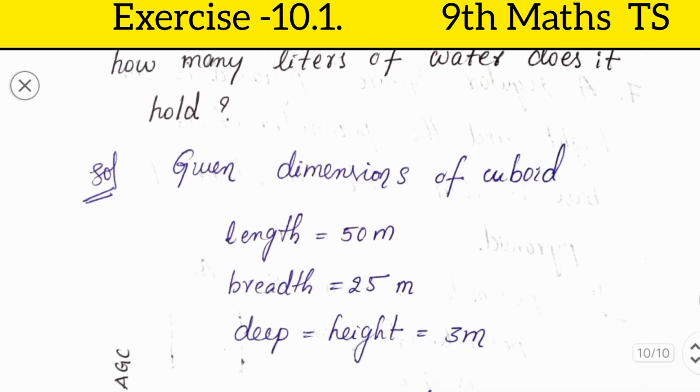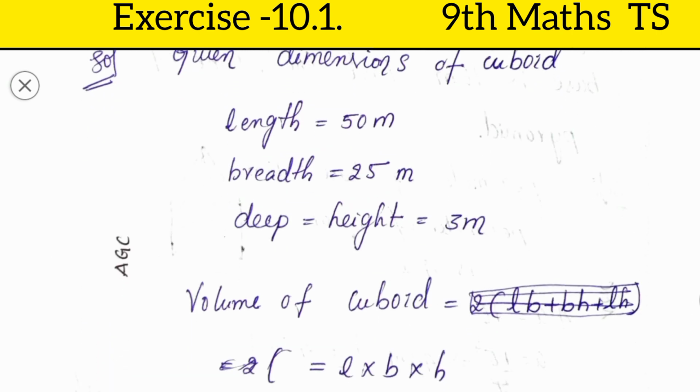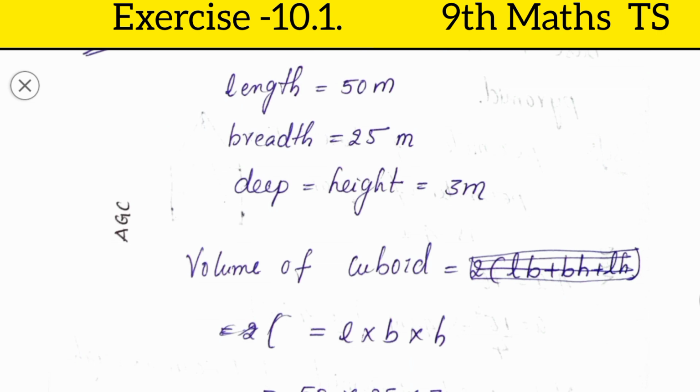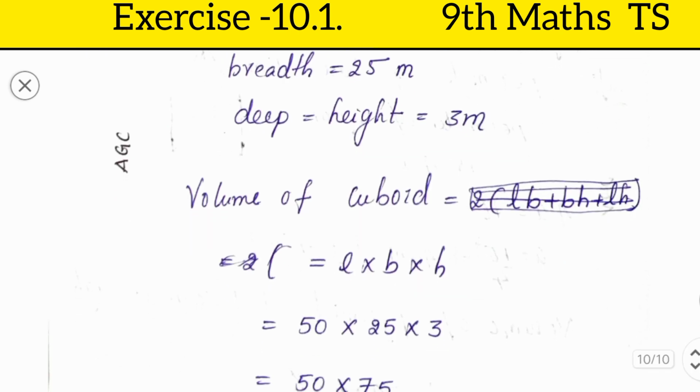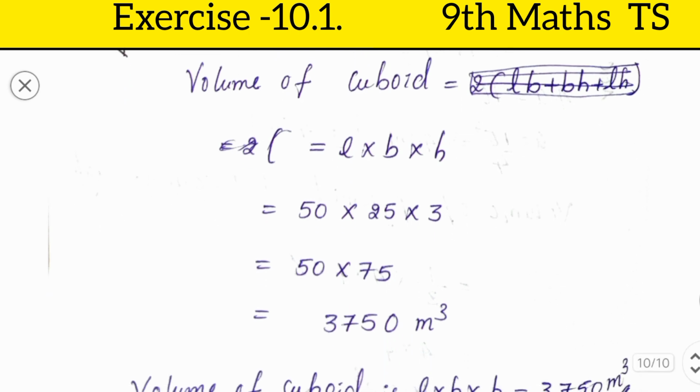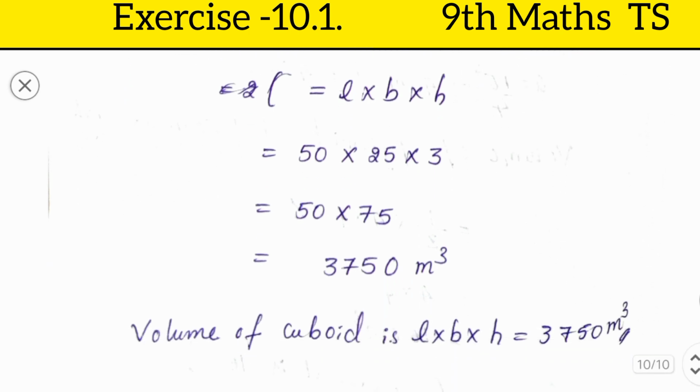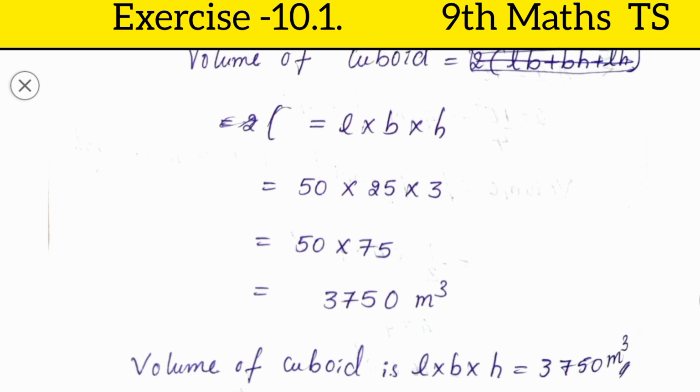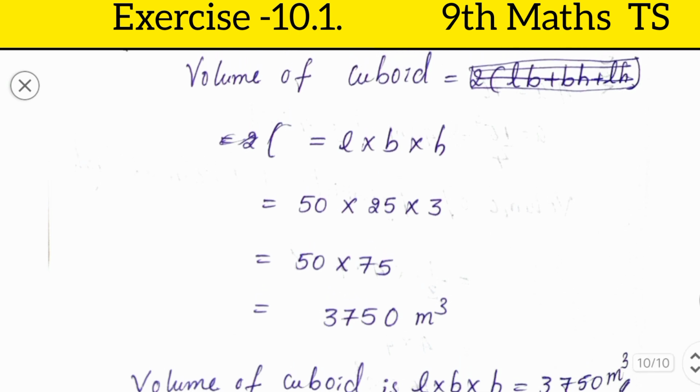The volume of a cuboid is length into breadth into height. All the measurements are given, so just substitute here and the final answer is 3750 cubic meters. So the volume of the cuboid is 3750 cubic meters. So that's all, friends, this is about your 10.1.